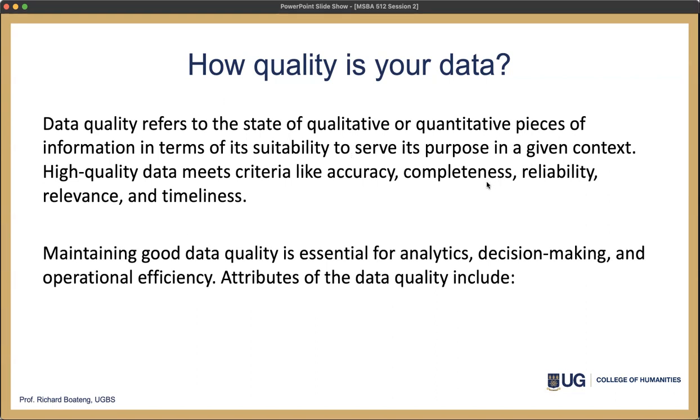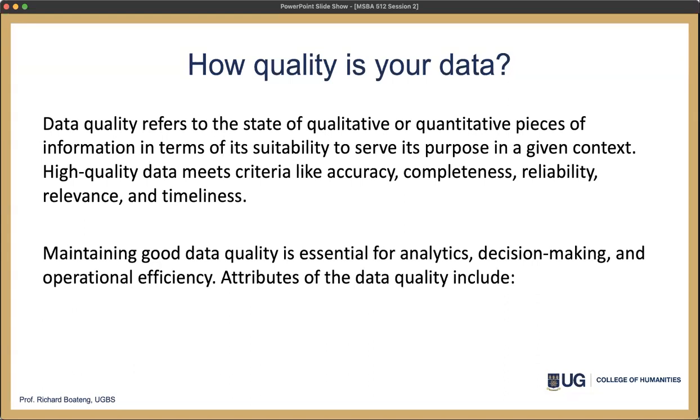That means that quality is also determined by the end user or the person who intends to use it. So something may be quality to somebody, and may not be quality to another person. To serve its purpose in a given context. Somebody may say this data is not quality because for what you want to use it for, and the context you want to use it in, it may not be helpful. High quality data meets criteria such as accuracy, completeness, reliability, relevance, and timeliness. Maintaining good data quality is essential for analytics.